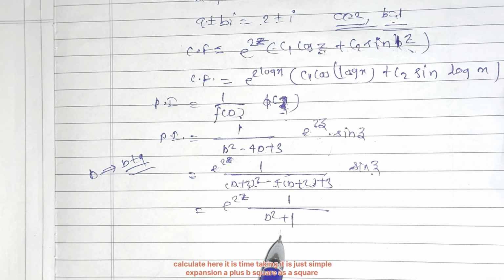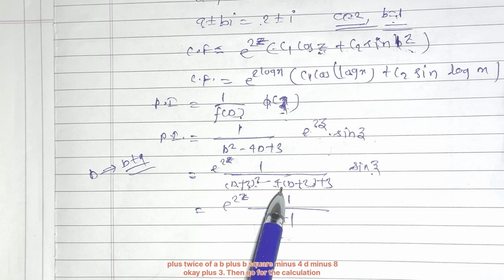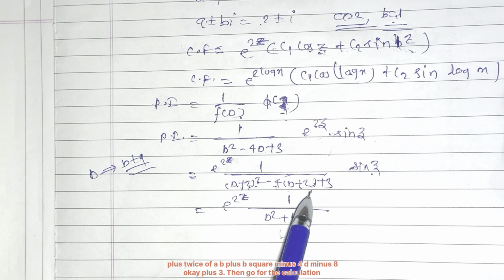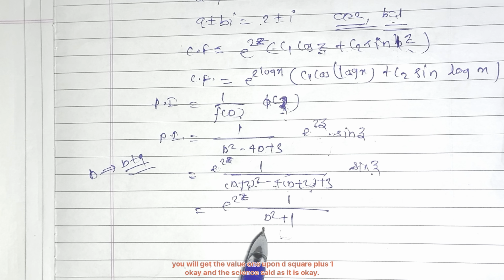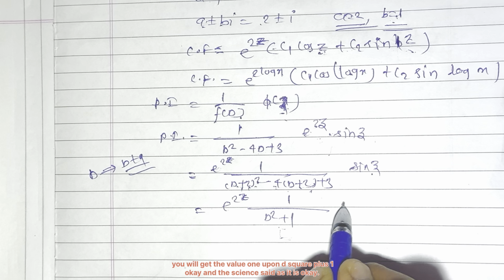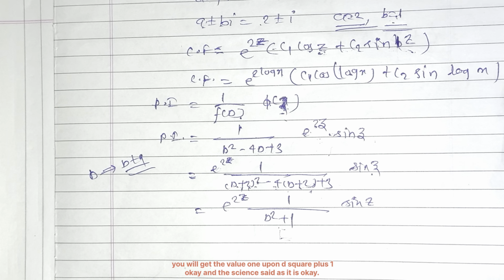I'm not going to calculate here, it is time taking, it is just a simple expansion: (a plus b) squared is a squared plus twice ab plus b squared, minus 4D minus 8, plus 3. Then go for the calculation, and you will get the value 1 upon D squared plus 1, and sin z as it is.